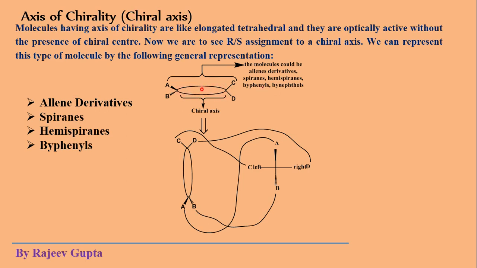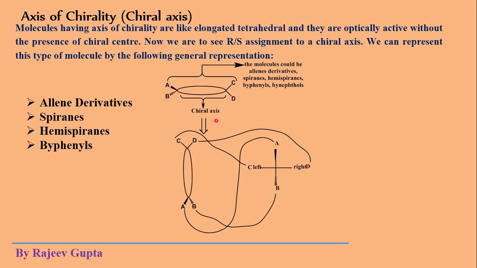See, this is the general representation. We can fit all these types of compounds in this structure. So this is a chiral axis, where four substituents will be present at the terminals or ends. These C and D groups are present in the plane of paper, and these both substituents are present at wedge and dash, means above plane and below plane.